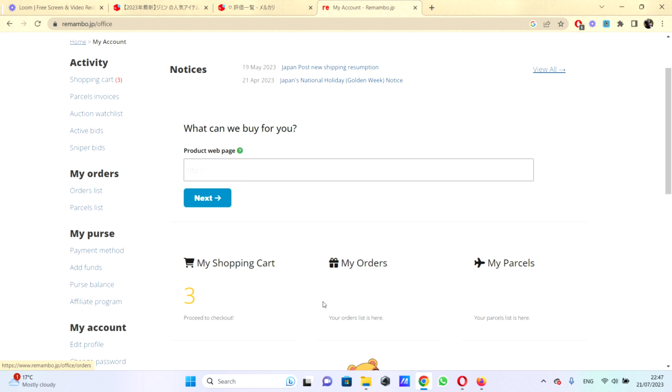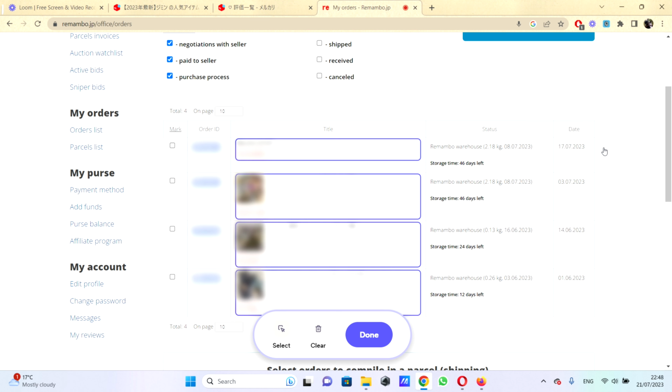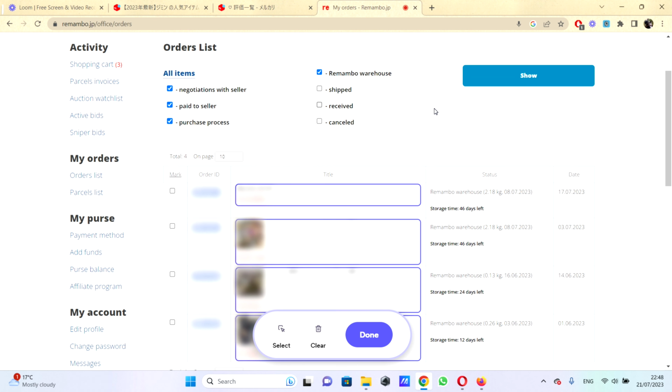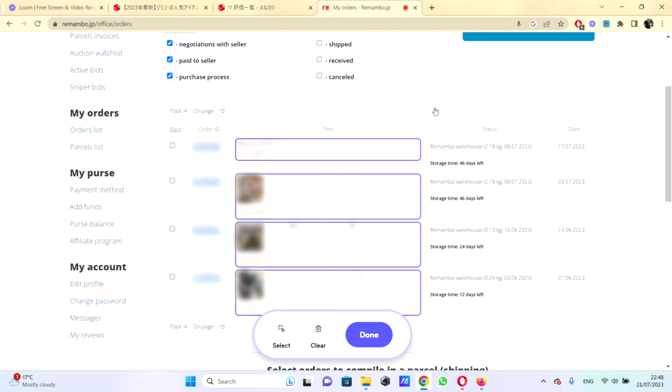My orders is all of the orders that I currently have in my warehouse, so to speak. So let's click on that. This is the page that will come up. I have blurred out the personal info, so sorry that you can't really see it. But the things that come up are all of the items that you bought.